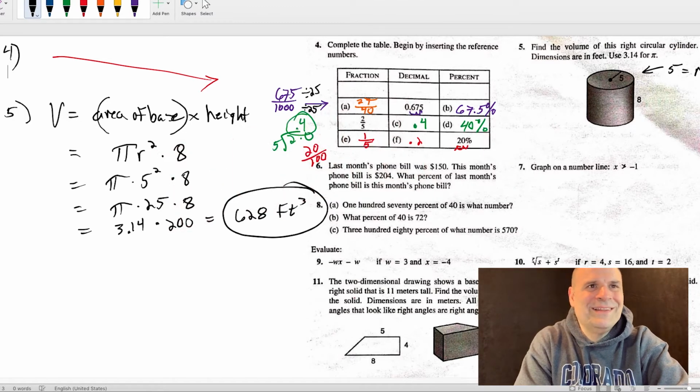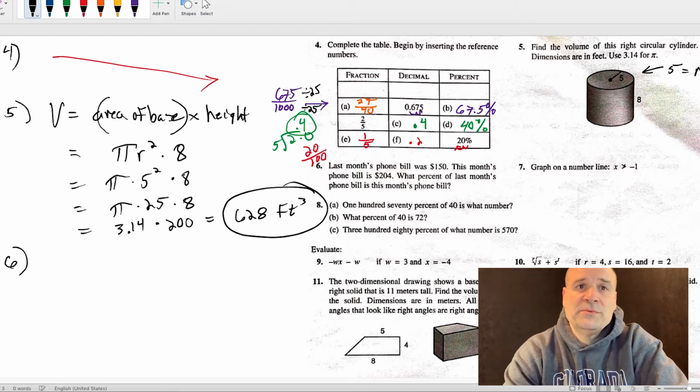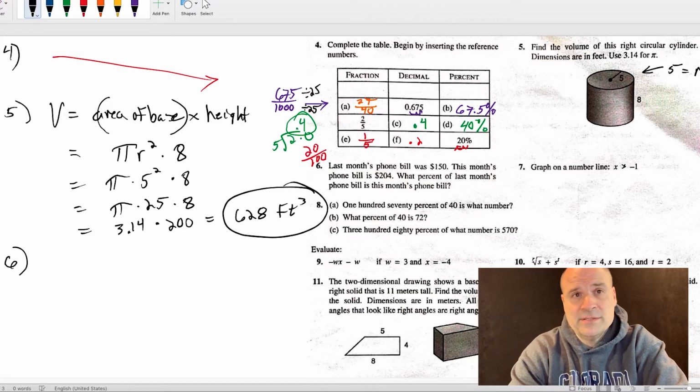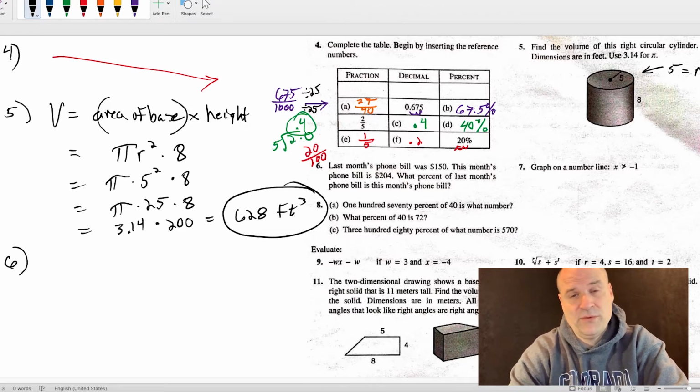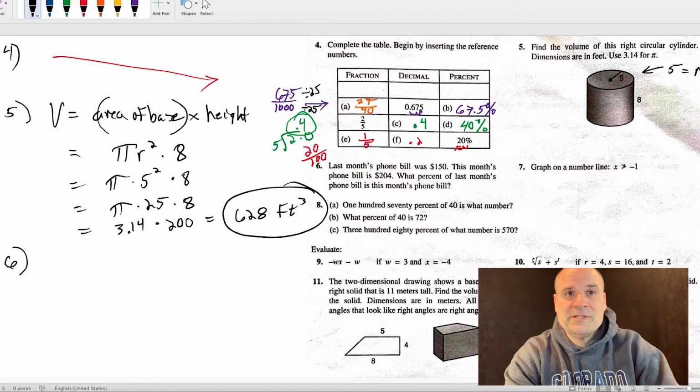Moving right along to number 6. Last month's phone bill was $150. This month's phone bill is $204. What percent of last month's phone bill is this month's phone bill? Okay, so it went up. So you're gonna have a percent. What percent of last month's phone bill was this month's phone bill?